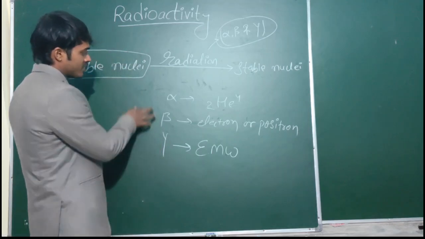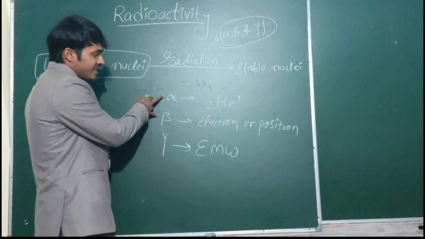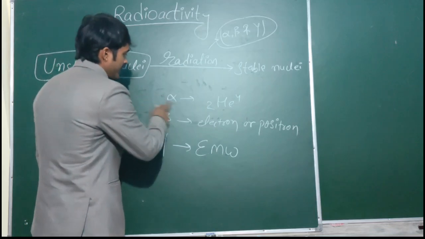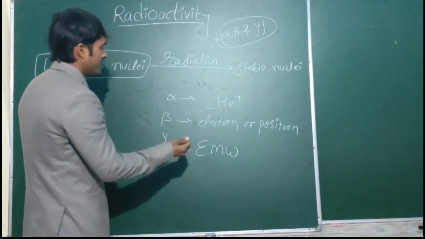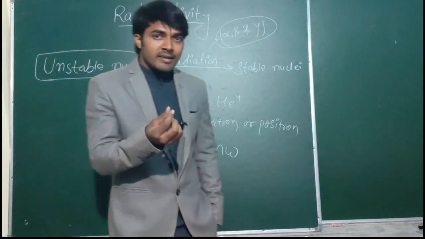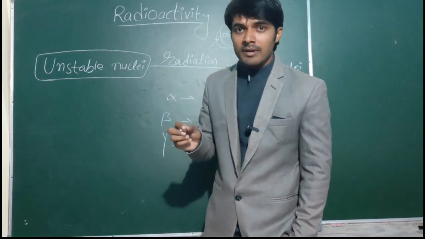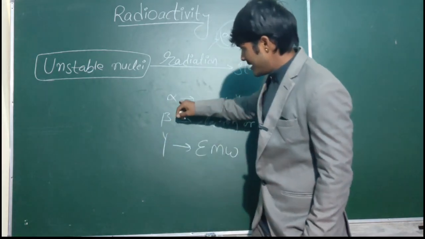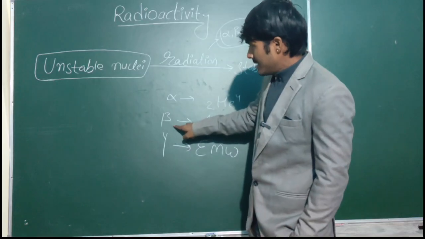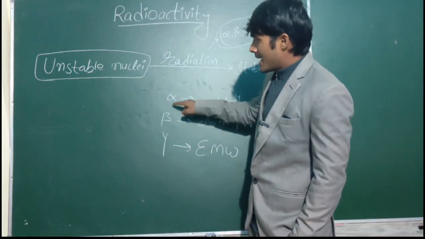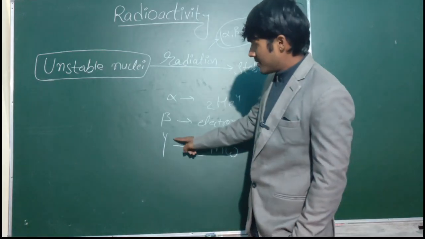Like these radiations, in which the first two radiations are massive radiations, we are considering them as massive radiation. The alpha particle can penetrate to some extent, like the alpha particle can penetrate a few sheets of paper. Its penetrating power is very low, the least in the list, so it can penetrate a few sheets of paper. The beta particle has a penetrating power higher than the alpha particle, and less than the gamma radiation.